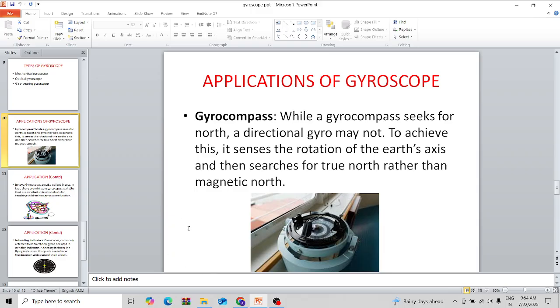Gyro compass. It is used in ships. While a gyro compass seeks north, a directional gyro may not. To achieve this, it senses the rotation of the Earth's axis and then searches for true north rather than the magnetic north. So it gives the direction.